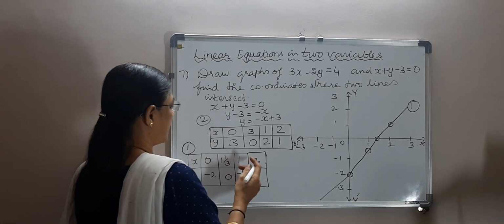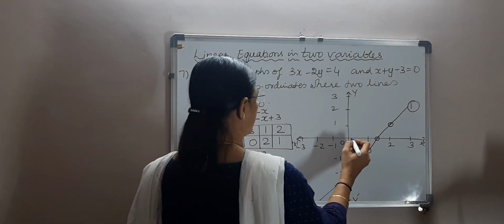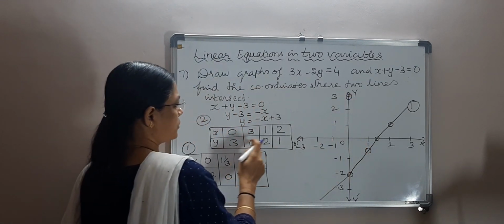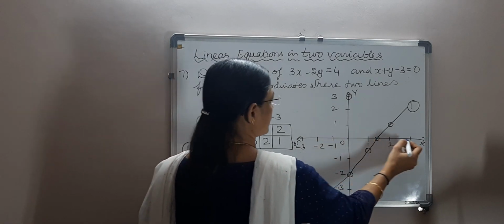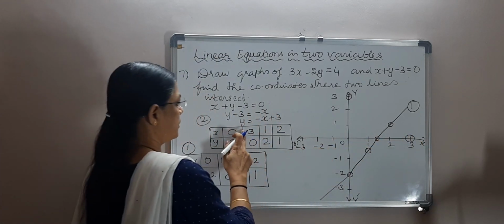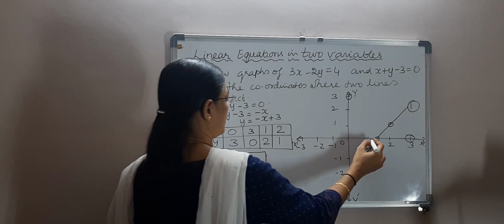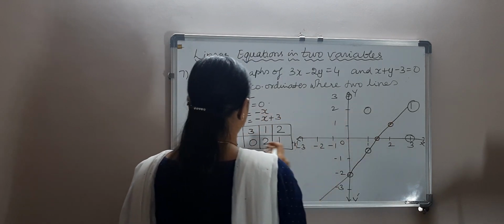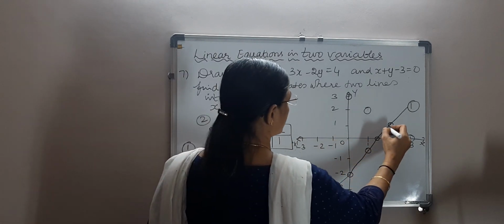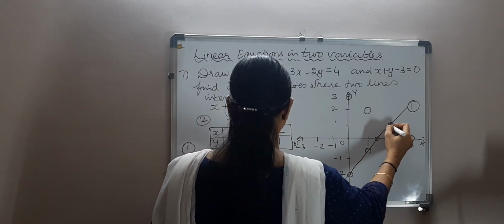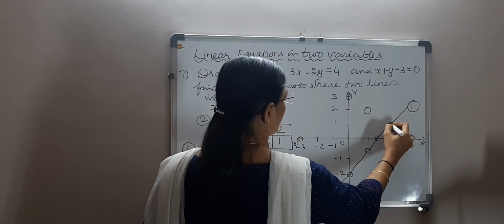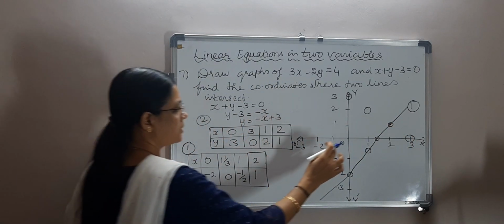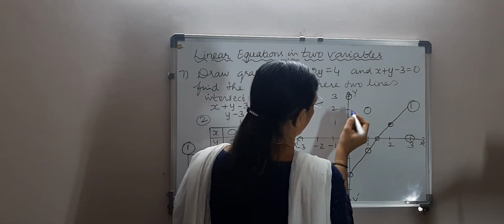Line 1. Now for the second line I draw, when x is equal to 0, what is y? Y is equal to 3 here. When y is equal to 0, what is x? X is equal to 3, isn't it? When x is equal to 1, what is y? It is 2. When x is equal to 2, what is y? That is 1. The same point. See, when we tabulated, we had same points, isn't it? So that meets at the same point.